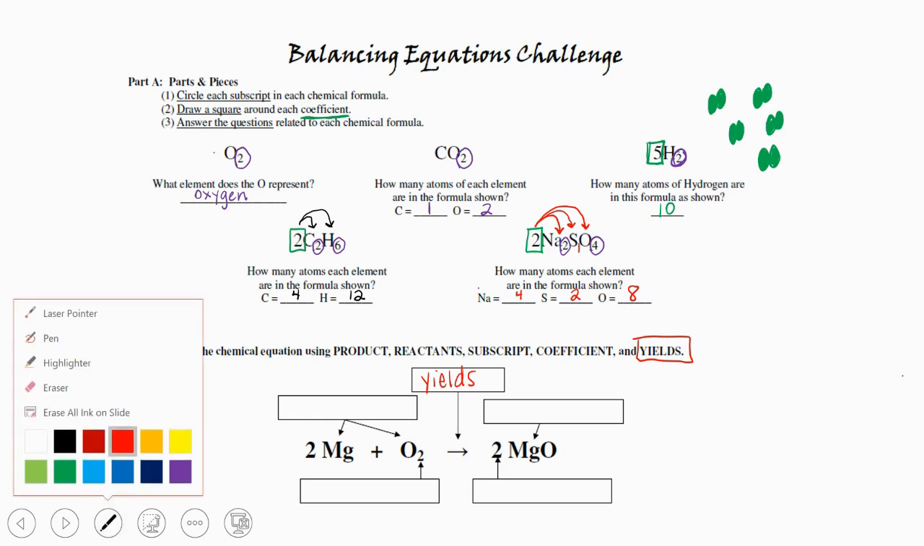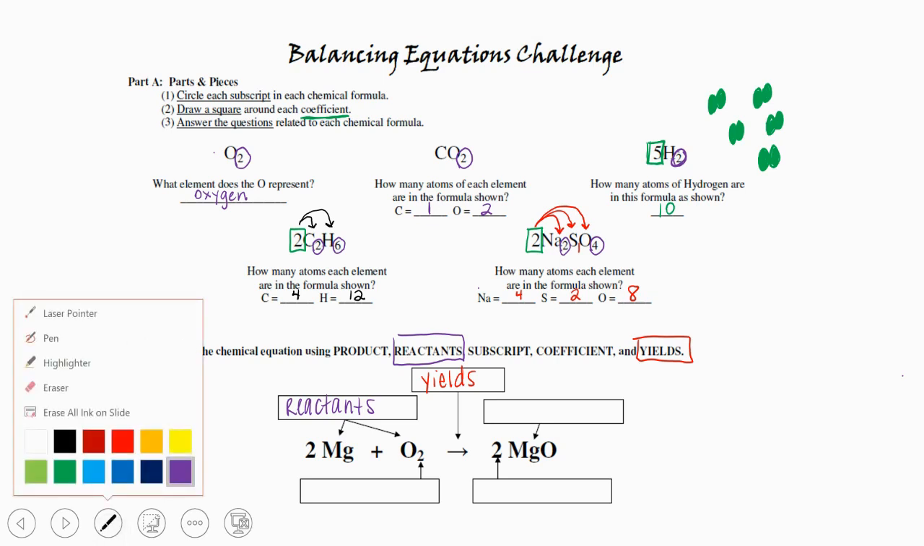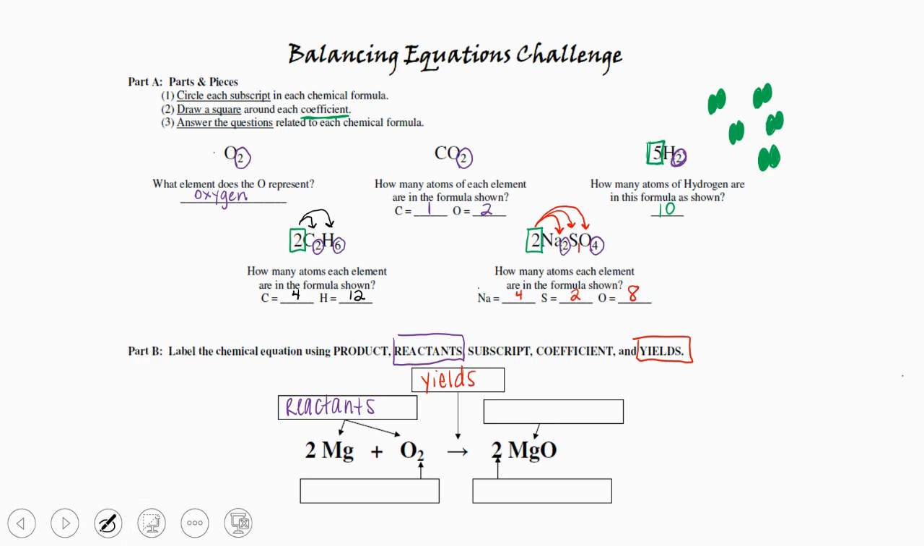The next thing that we can find here are the things on the left side of the arrow. These are called reactants. And the reactants are our starting materials in a chemical reaction. So in this case, we start with an element of magnesium and an element of oxygen. And reactants are always on the left side of the arrow. On the right side of the arrow are our products. And in this case, there's only one product. But as I said earlier, there could be more than one in other equations.